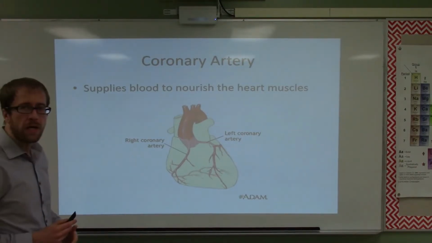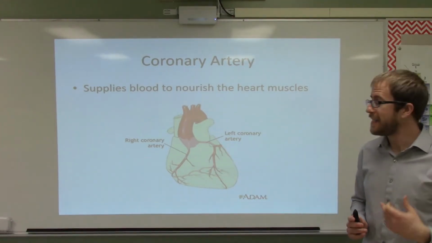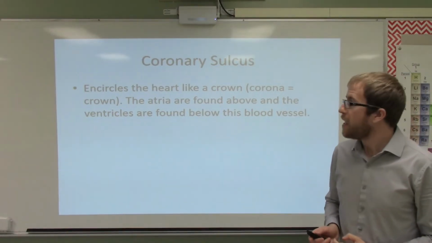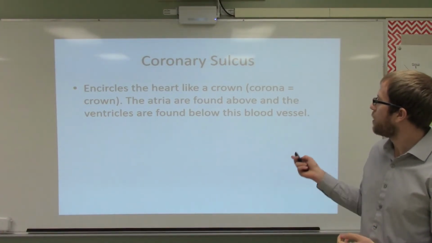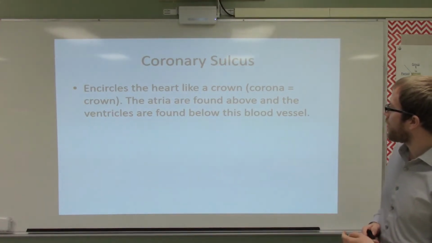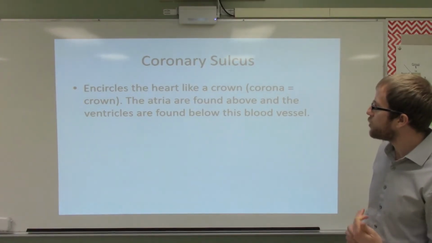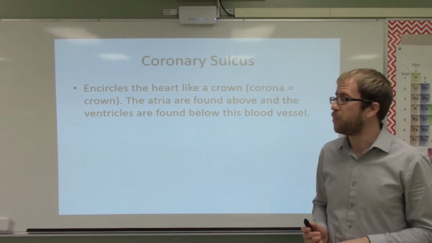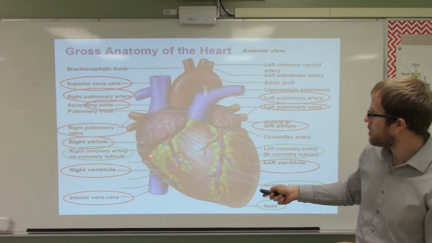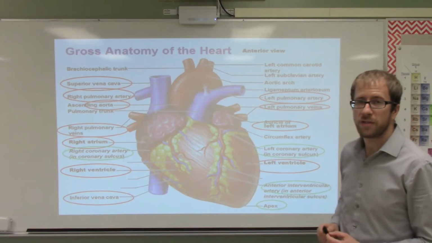So again, the coronary artery supplies blood to your heart, gives it that life-sustaining oxygen it needs. And the coronary sulcus encircles the heart like a crown. Corona means crown. The atria are found above, and the ventricles are found below this blood vessel. So it does separate your atria from your ventricles, you can see it.